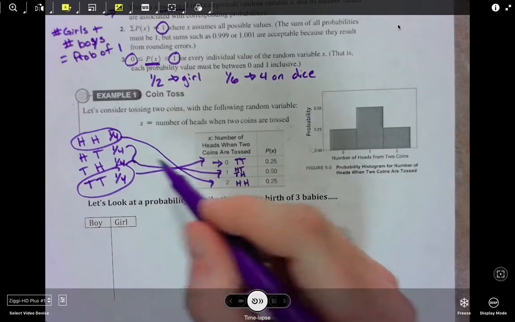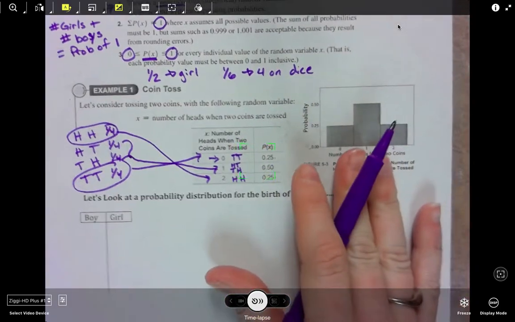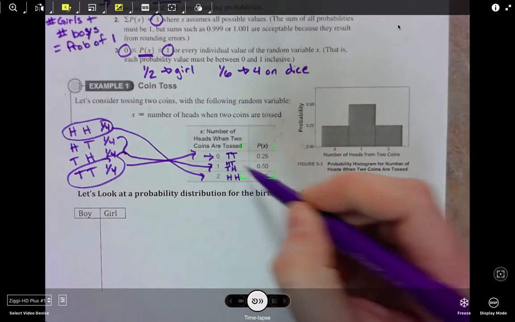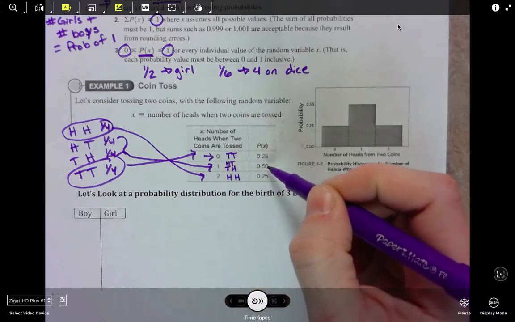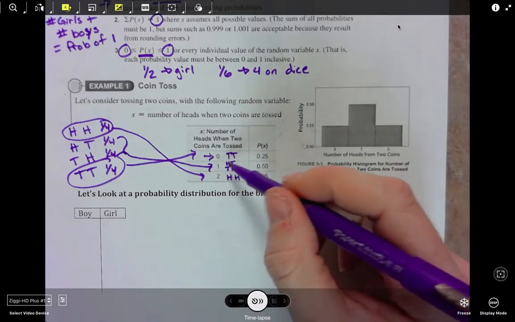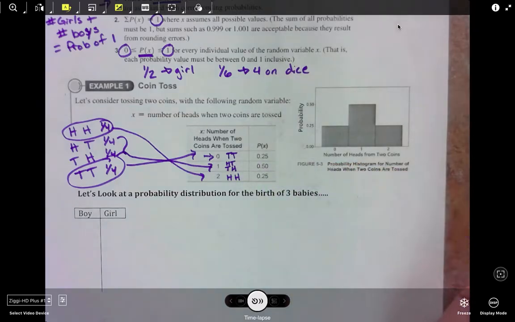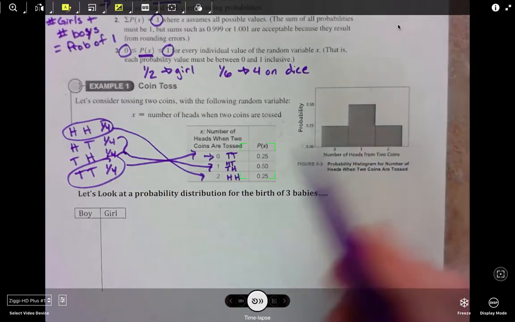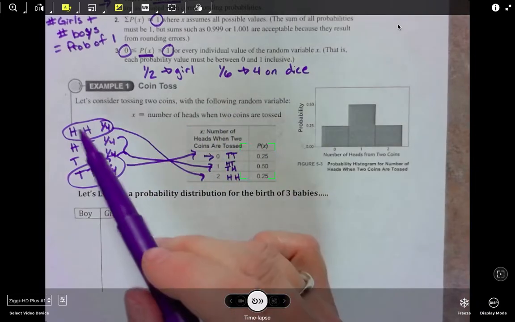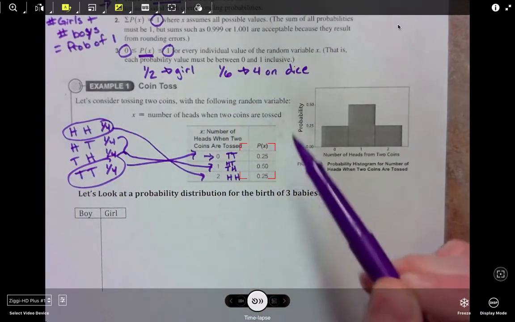There's two categories that they can have that have exactly one head. So 25% of the time I'm getting zero heads, 25% of the time I'm getting two heads, but 50% of the time I'm getting one head, because that's two different categories that I could have. So this is a probability distribution. It's kind of taking this information and analyzing it together.